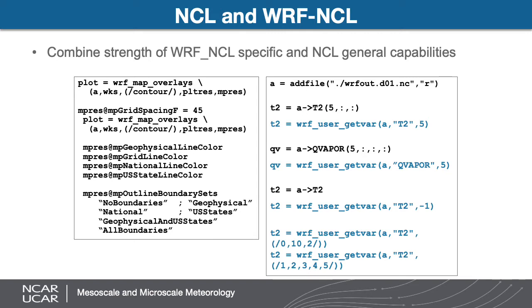If we want to read T2 for all the times, we just point at T2, or with WRF user getvar, we read in T2 with a -1, which reads all the times. WRF user getvar can also be really popular if you don't want to read just one time or all the times. You can use it to say, I want to read from times 0 to 10 every second time. Or you can just say, I want times 1, 2, 3, 4, 5. So I'm going to drop the first time and then all the other, and drop the times after 5. So that's a really useful way to use WRF user getvar to read in your times.